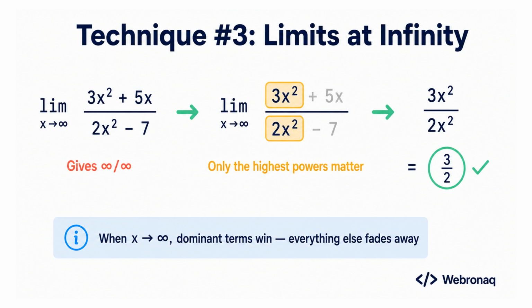Think of it like sorting files in Windows Explorer by size. If you have one file that's 50 gigabytes and another that's 2 kilobytes, when you're talking about total storage, the kilobyte file might as well not exist. That's how the lower power terms behave when x runs off to infinity. They get drowned out by the dominant terms.